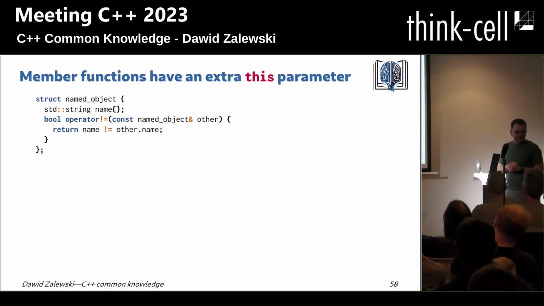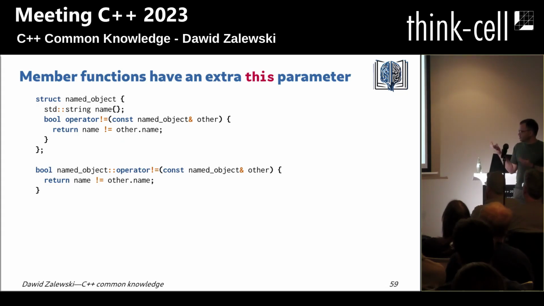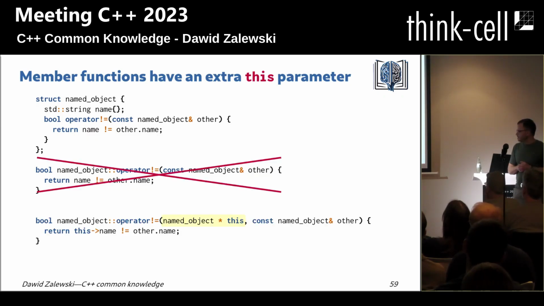We're coming back to the base, to the named object, because this is where really a lot of bad things are happening. Right, this named object overloads the inequality comparison, so the operator not equals with another named object. And you might think that when the compiler sees such a function, it kind of looks at it like this. But this is not true. What the compiler truly sees is more something like what you see on the slide.